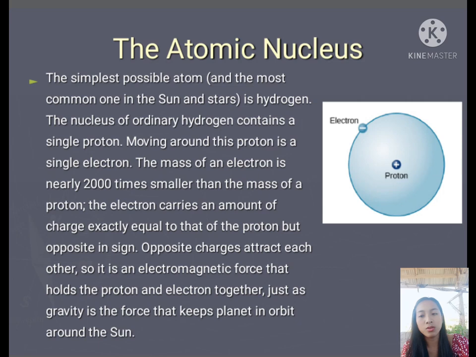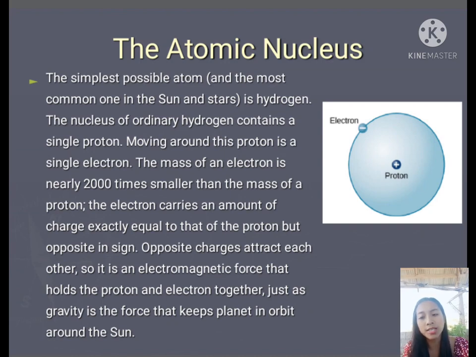Then we have the atomic nucleus. Ernest Rutherford is the one who discovered the nucleus, so we are going to discuss the atomic nucleus as well. The simplest possible atom, and the most common one in the sun and stars, is hydrogen. The nucleus of ordinary hydrogen contains a single proton. We all know that the atomic number of hydrogen is 1, which also pertains to the number of protons of the element.